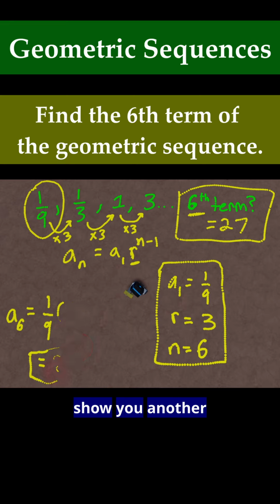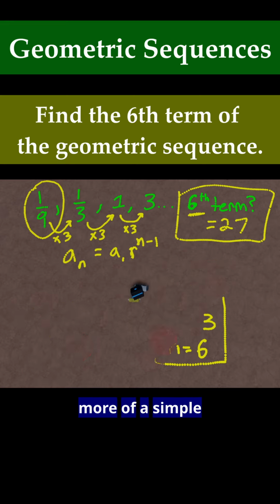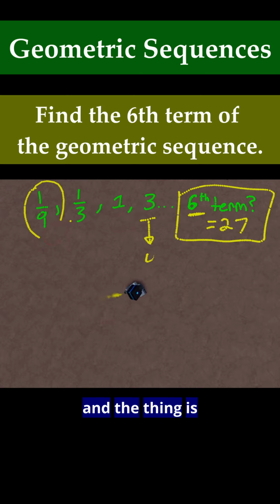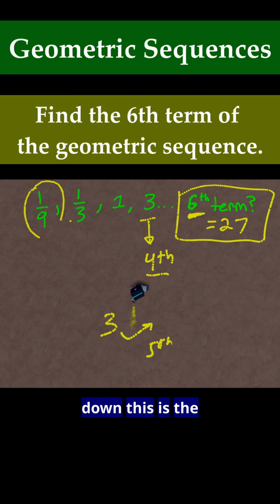And that's it. And then let me just show you another easier way you can do this, because this problem is more of a simple example. So in this example, notice that we are given 3, which is the fourth term. And the thing is, the fourth term is not that far from the sixth term. So what you can do is you go from 3 to the 5th term. I'll just write down this is the 4th term. And from there, you could go to the 6th term.